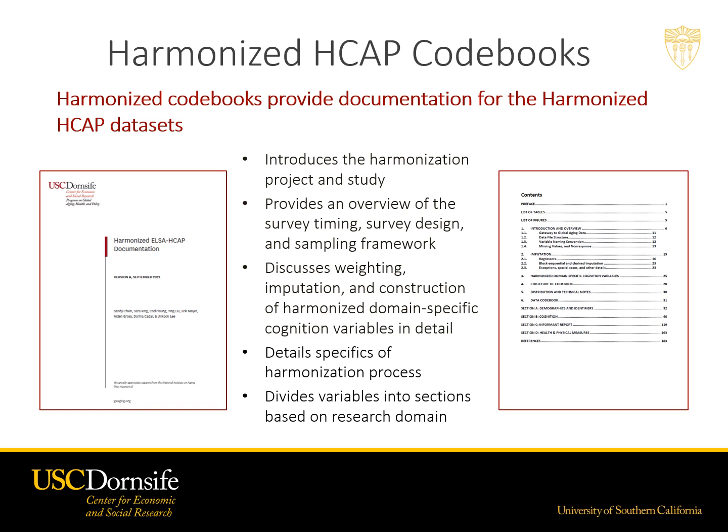As a companion to the harmonized datasets, we also release detailed codebooks. These documentations introduce the harmonization project and study and provide an overview of the survey timing, survey design, and the sampling framework. In addition, the codebooks discuss the strategies used for weighting, imputation, and construction of the harmonized domain-specific cognition variables in detail. They also detail how each harmonized variable is created and its comparability across studies.